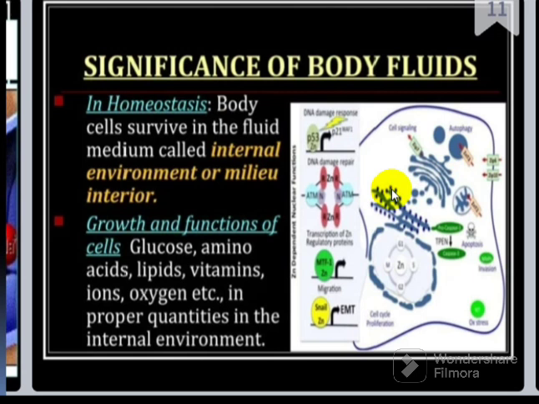How does this happen? All end products of nutrient metabolism, such as glucose, amino acids, free fatty acids, vitamins, and oxygen, are transported in the fluid to supply the cell. So it helps in the growth and functions of the cell.